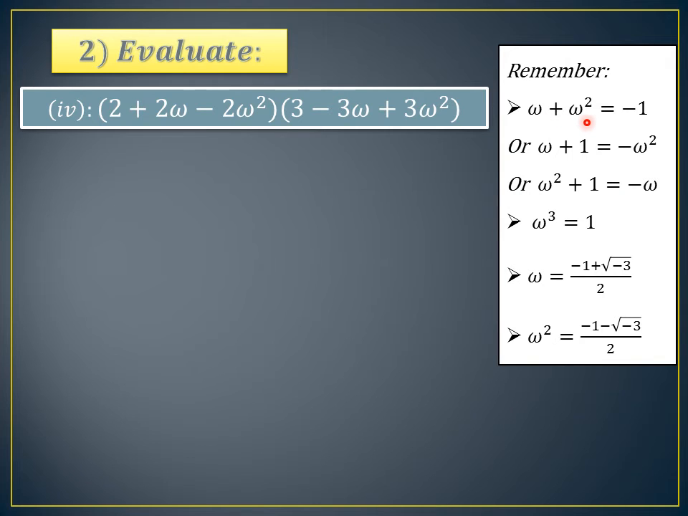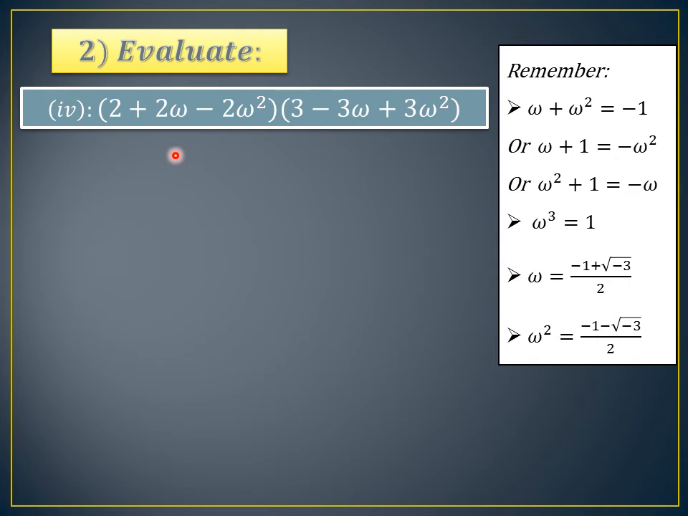Omega plus omega square, I have altered this formula. I have taken this plus 1 here with omega, it becomes omega plus 1, and taking that omega square to the other side it becomes minus omega square. So omega plus 1 can be replaced with minus omega square. Same goes if I take omega to the other side, it will become minus omega and omega square, and this minus 1 will become plus 1. So now we are having two more values: one is the value of omega plus 1 and the second is the value of omega square plus 1.